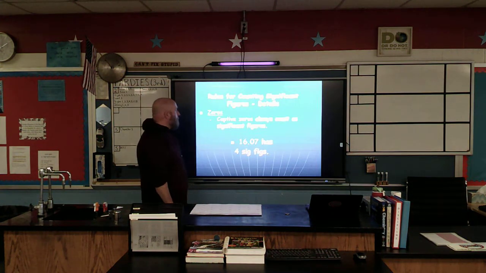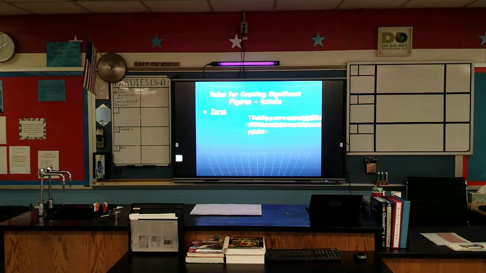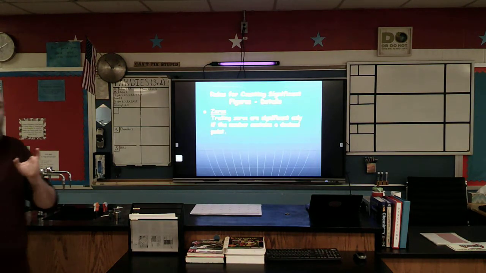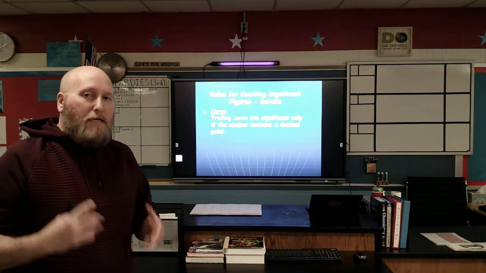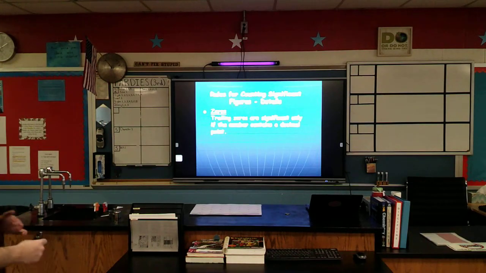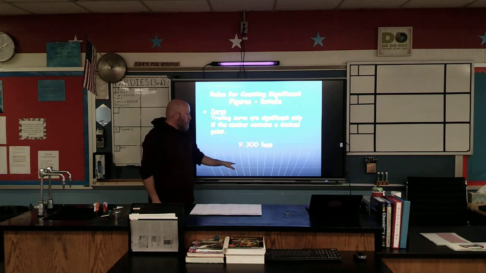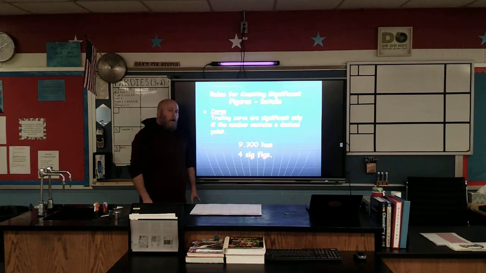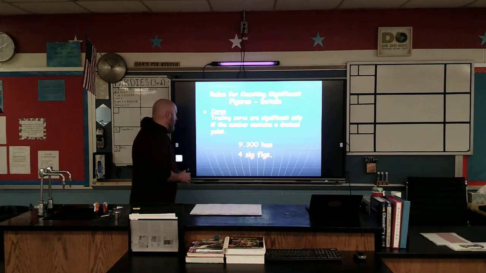Okay? Now, the last type of 0 is called a trailing 0. Trailing zeros do count if and only if you have a decimal point. Okay? They count if and only if you have a decimal point. So this number right here, 9.300, has 4 numbers total, but how many of them are significant? All 4 of them. Okay? All 4 of these are significant. And I'm going to show you why right now.